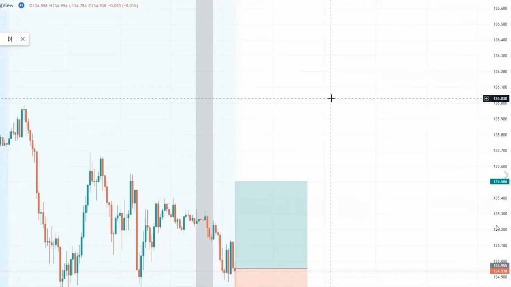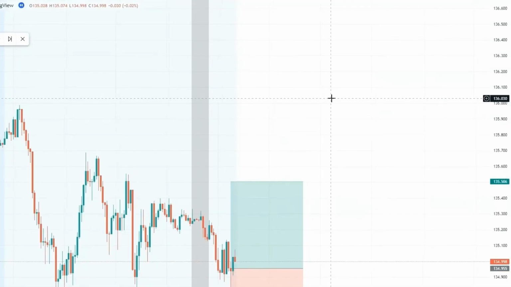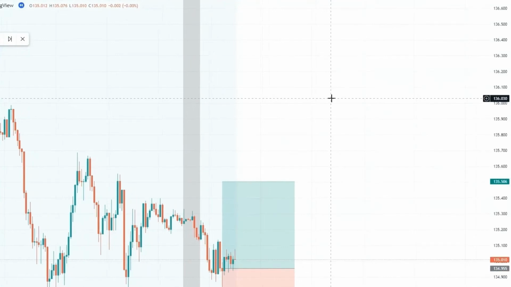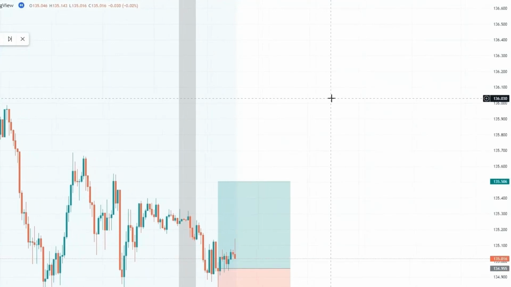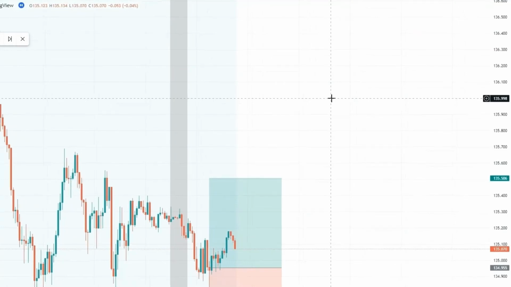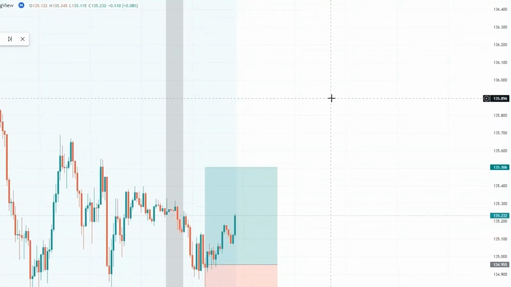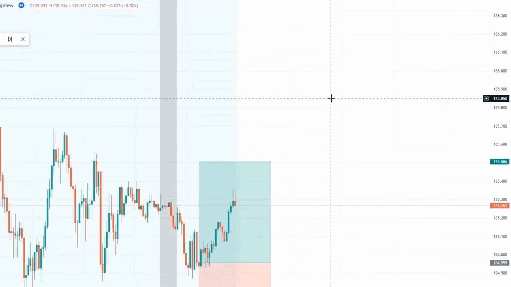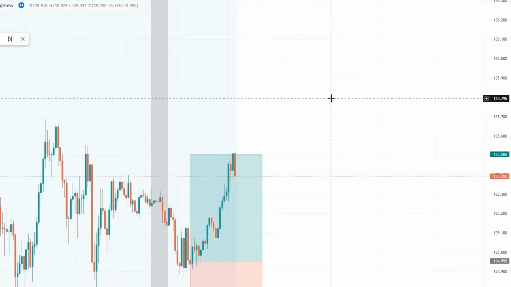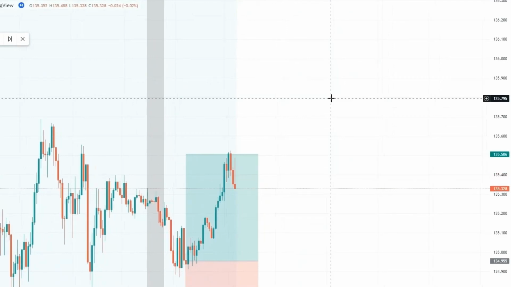So let's see what happens. Following the pin bar, there is a spike in the price in the opposite direction. A new buying cycle has begun. It's time to look for buying opportunities. We are buying. Price is pushing higher and higher and higher.